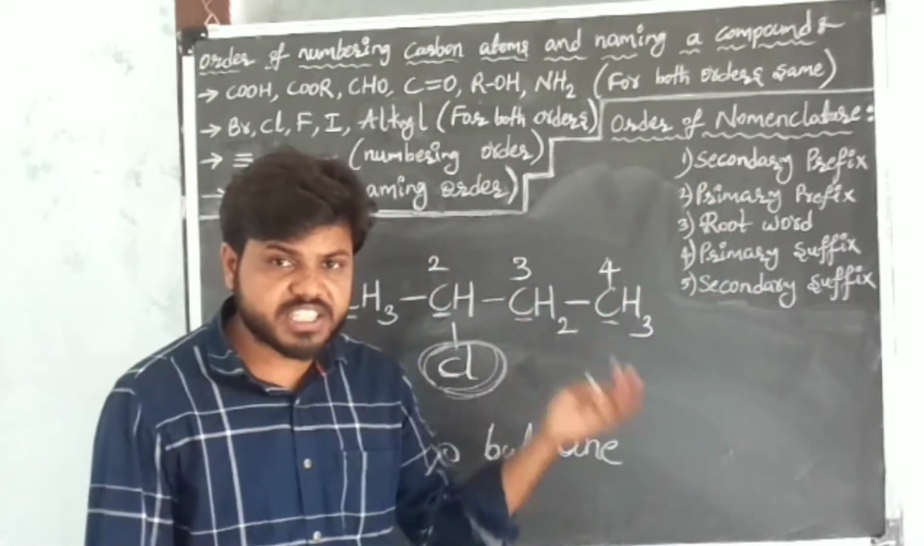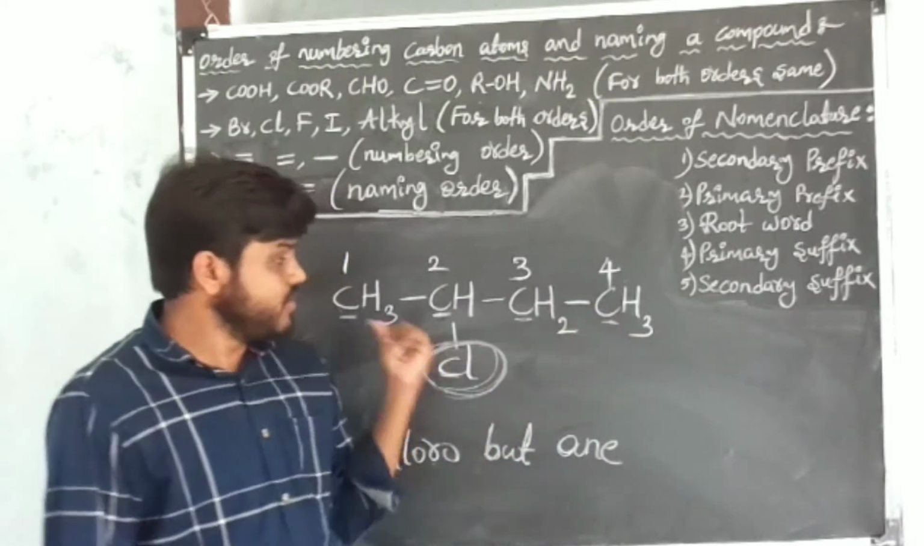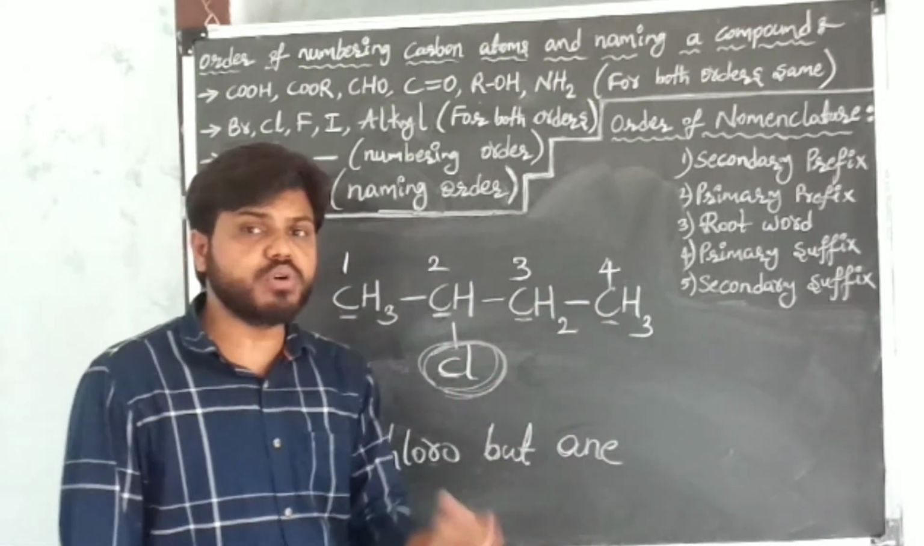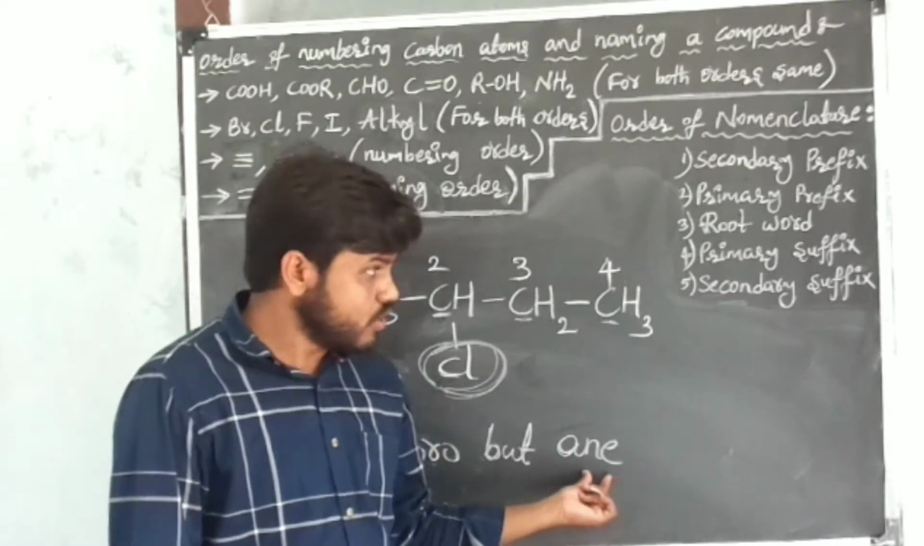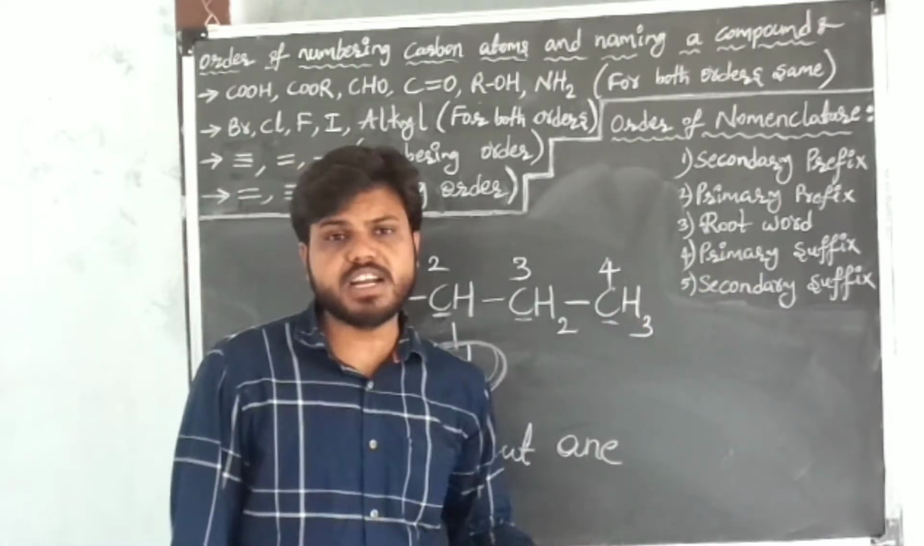Primary suffixes are single bonds, double bonds, triple bonds. Between every 2 atoms in the given carbon compound, single bonds are present. That's why I write the suffix of single bond, that is ane. After writing the primary suffix, go to the secondary suffix.